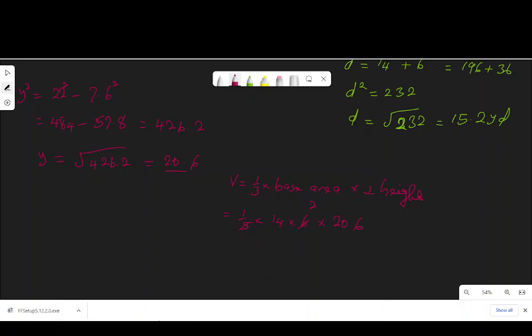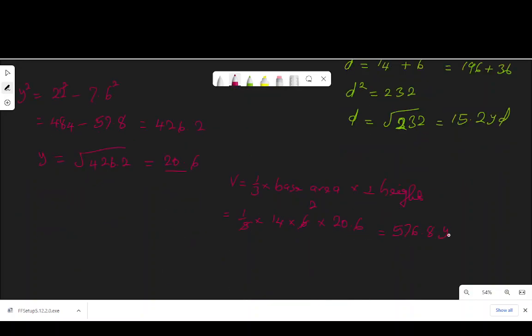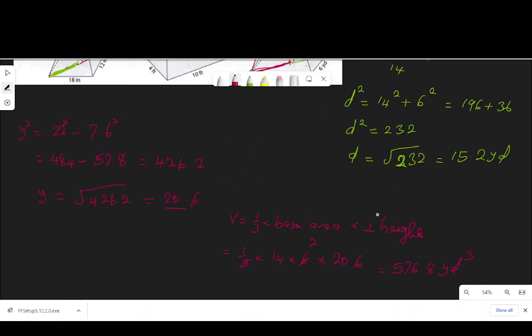14 times 2 is 28. 28 times 20.6 is 576.8. What is the unit? Yards cubed. Yards cubed is the volume of this pyramid.